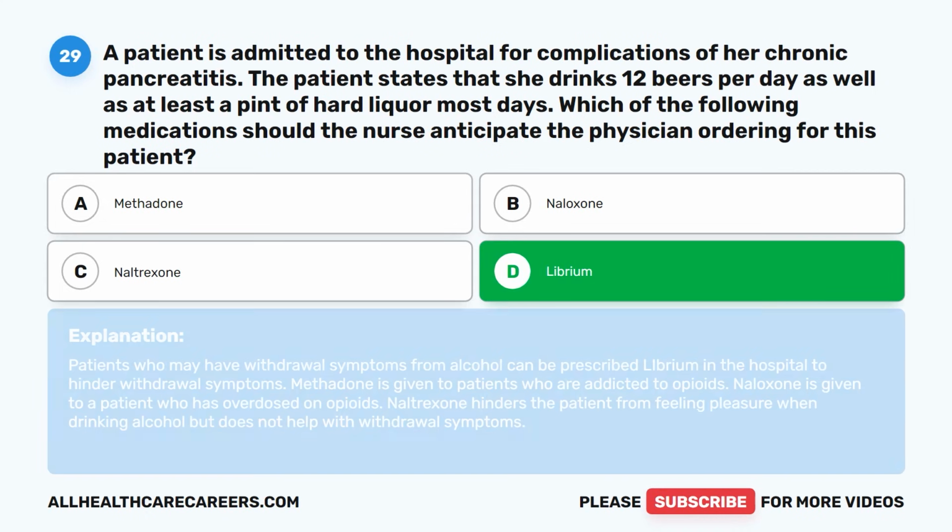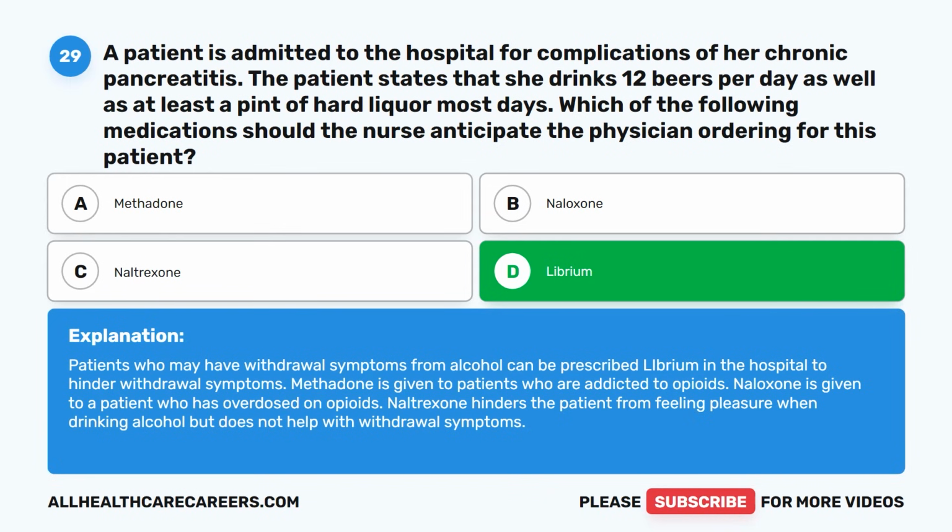Librium. Patients who may have withdrawal symptoms from alcohol can be prescribed Librium in the hospital to hinder withdrawal symptoms. Methadone is given to patients who are addicted to opioids. Naloxone is given to a patient who has overdosed on opioids. Naltrexone hinders the patient from feeling pleasure when drinking alcohol, but does not help with withdrawal symptoms.